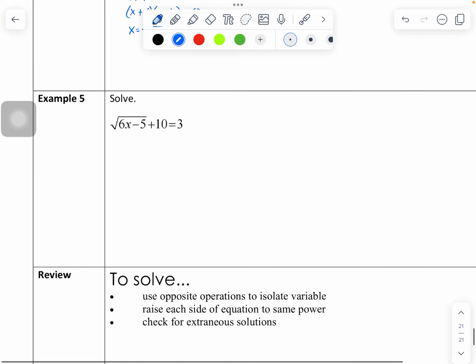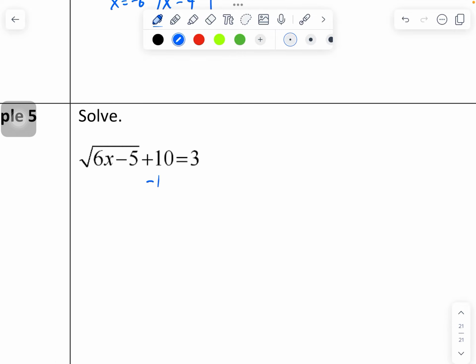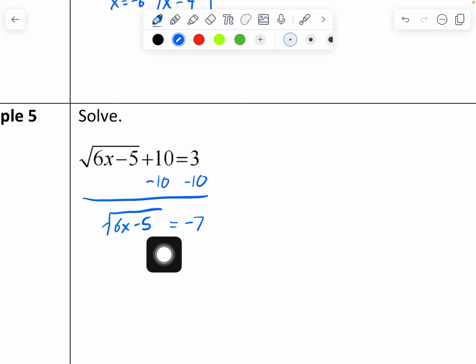Okay, last one. Here we would subtract 10, and I'd have 6x minus 5 equal to negative 7. And we can actually stop at this point. Hopefully we recognize that we have a square root equal to a negative 7. We could definitely get an answer here. We could square both sides. But because it's already a square root equal to a negative number, we don't want to assume that any of the solutions we get are going to work, regardless if they seem like a nice answer, because we don't want a square root equal to a negative to start out our equation. So this one is just going to be no solution.